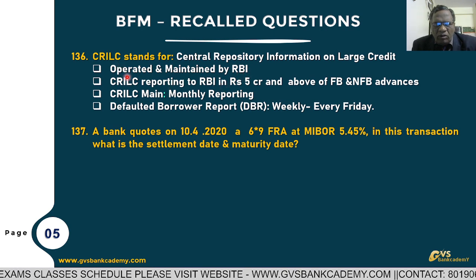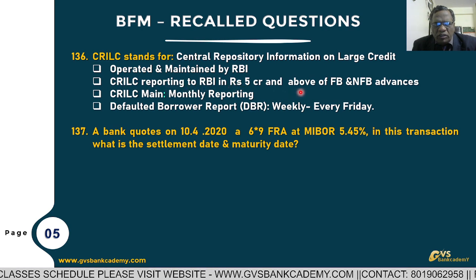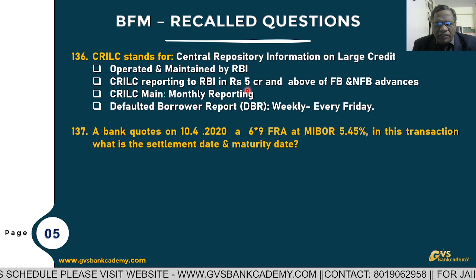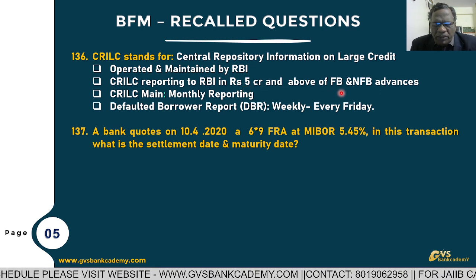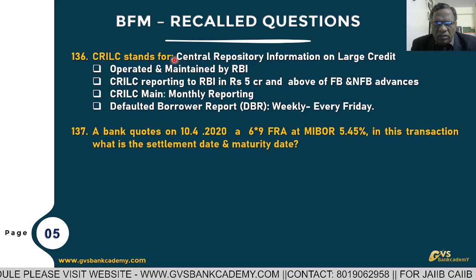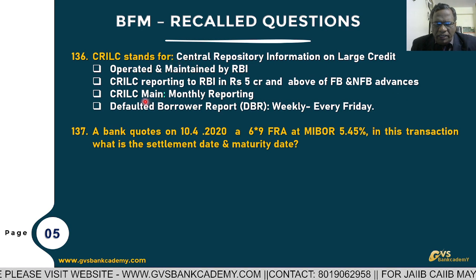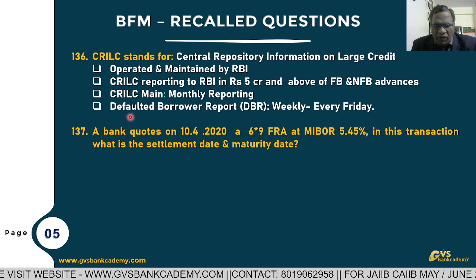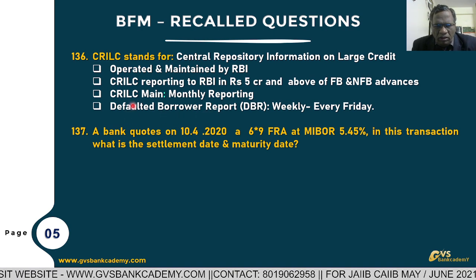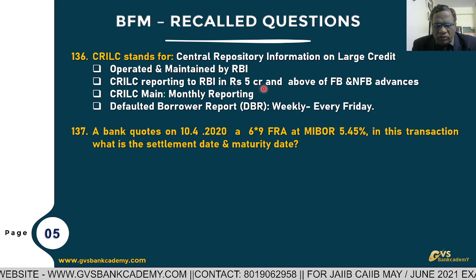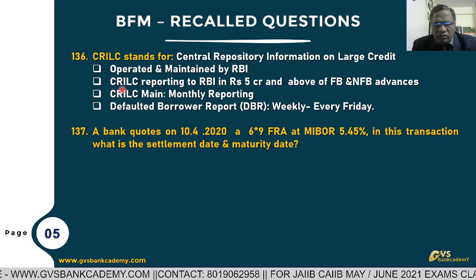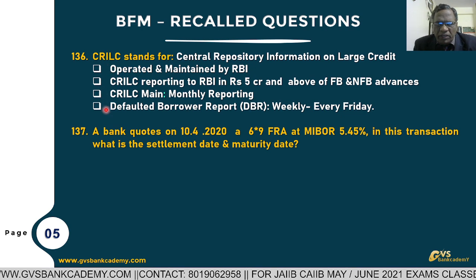Now, banks have to report all big advances to RBI in CRILIC: 5 crores and above, all fund-based and non-fund-based advances. CRILIC main report is monthly reporting, once in a month. If any default is noticed in a borrower account and the outstanding is 5 crores and above, it is weekly reporting, every Friday. So some important points I am repeating.